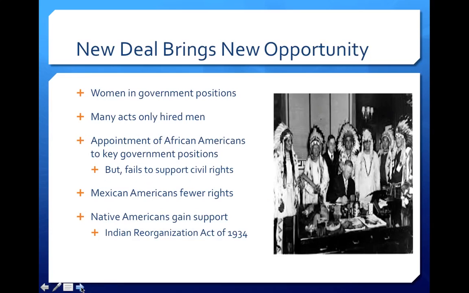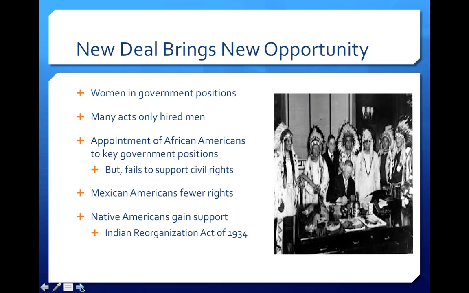The New Deal, how it affected different groups. The New Deal brings opportunity. When we look at women, several women were granted government positions. The most notable, Frances Perkins, became the first American female cabinet member. During this time, though, public opinion taken by the Gallup poll indicated that the majority, 82% of Americans, said that women should not work if the husband has a job. We see many of these acts, however, did have a gender bias. Many of the acts were geared just towards men.